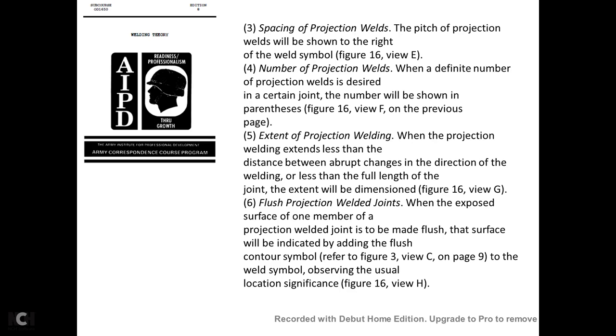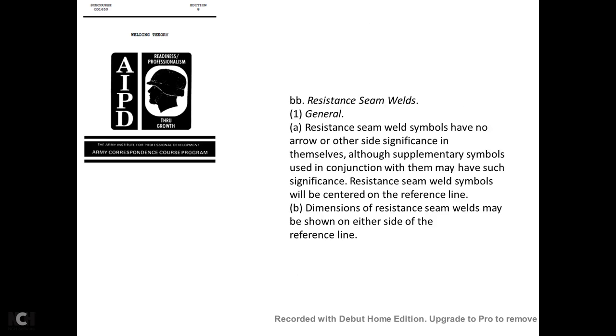6. The flush projection weld joints. When the exposed surface of one or more of the projection weld joints is to be flush, this is indicated by adding the flush contour symbol to the welding symbol, observing the usual arrow side and other side significance.